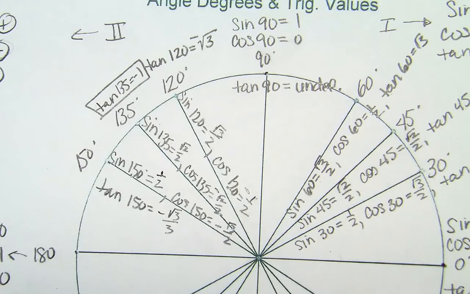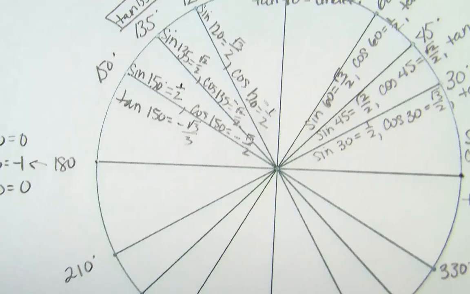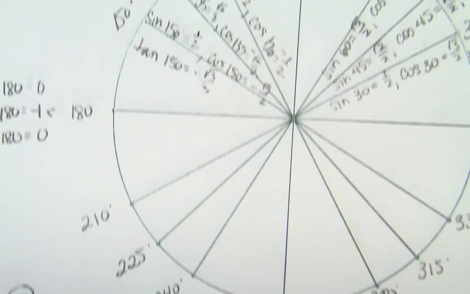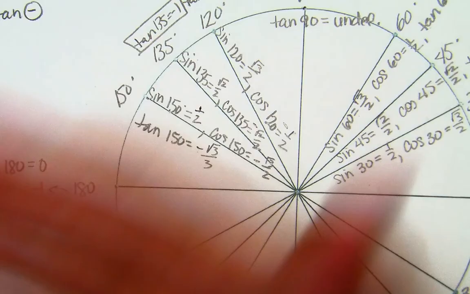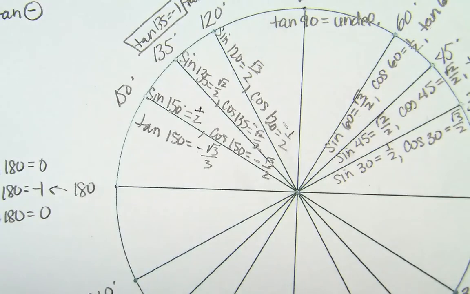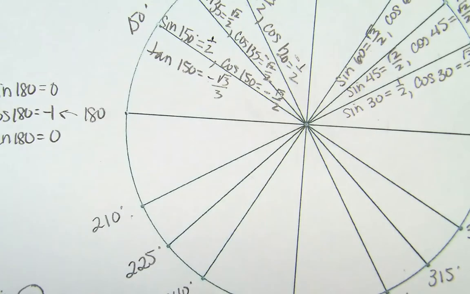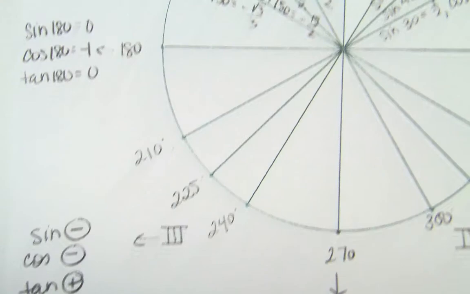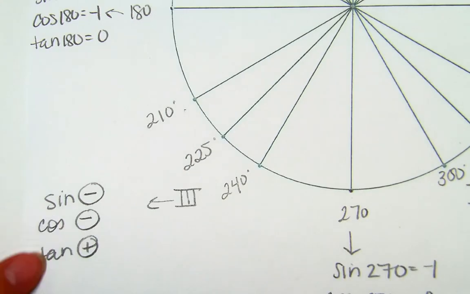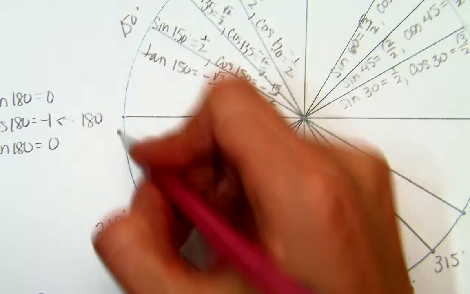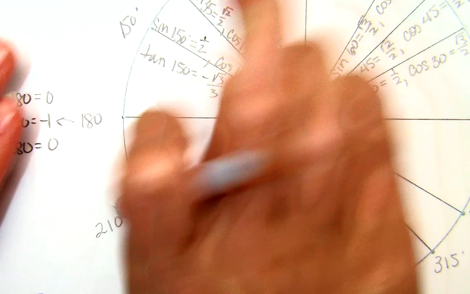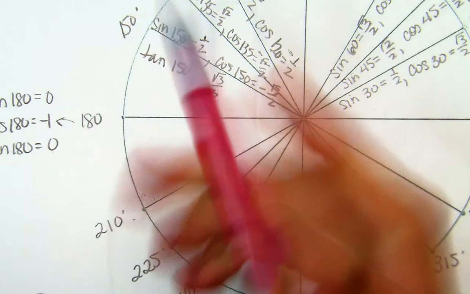Alright, so we're going to zoom in a little bit so it makes it a little bit easier to see. 180, we already have sine, cosine, and tangent for. Now in quadrant 2, if I take quadrant 2 and lay it over quadrant 3, 150 is going to lay on top of 210. So the numbers are going to be the same. What's going to change, though, is the sine, cosine, and tangent functions. Because sine, cosine, and tangent for quadrant 3, it's negative, negative, positive.